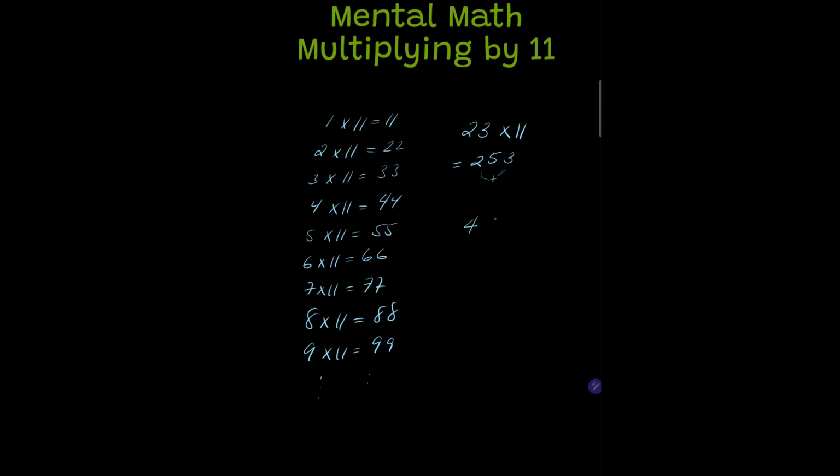Let's take another example. Let's say 44 times 11. Right, so write the first 4 on the left, the second 4 write it on the right, keep a bit of space, add 4 plus 4, that gives us 8, and that's our answer. Here's another example. Let's say 81 times 11. Write the 8, write the 1, add 8 plus 1, and you get 9.